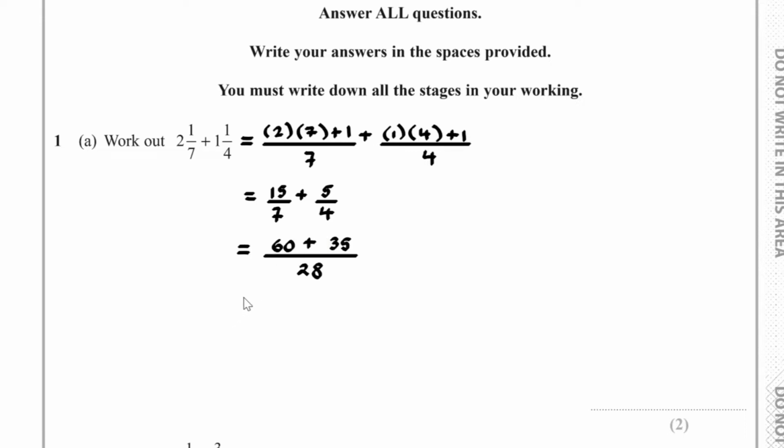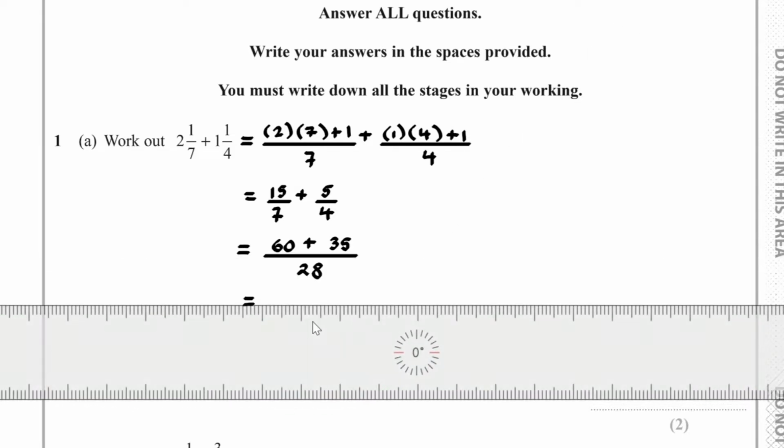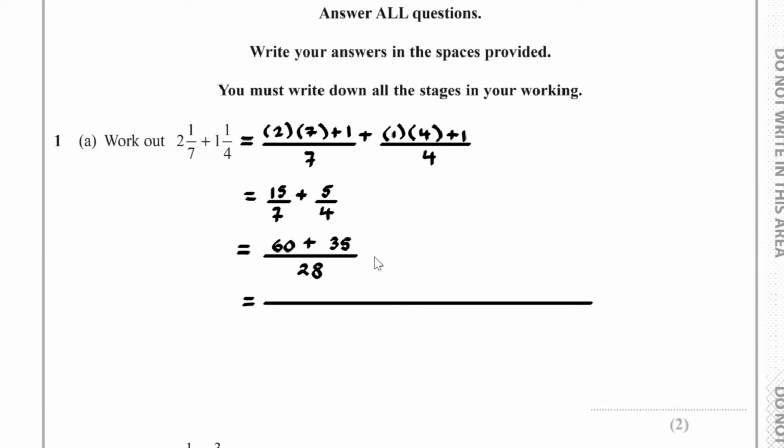And so if we were to simplify all of this, we have 95 over 28. And so the result of this sum is 95 over 28.